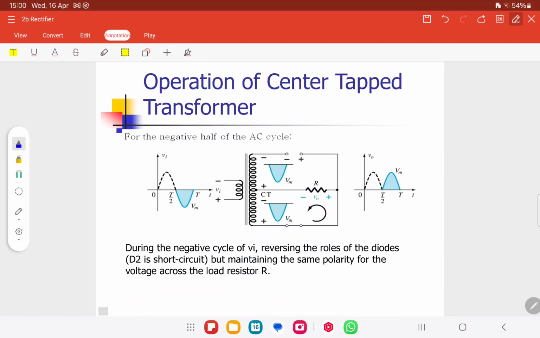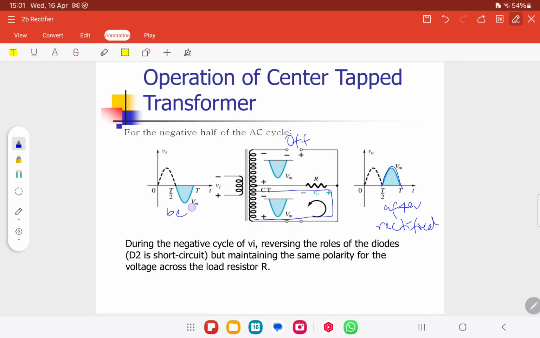And for the second one, this one is off, so the current can flow through this one and you get the second one. So only one diode will be on accordingly for each process. This is after rectified. This one is before rectified, so there is a difference. Before, it is a negative cycle; after, it becomes a positive cycle.